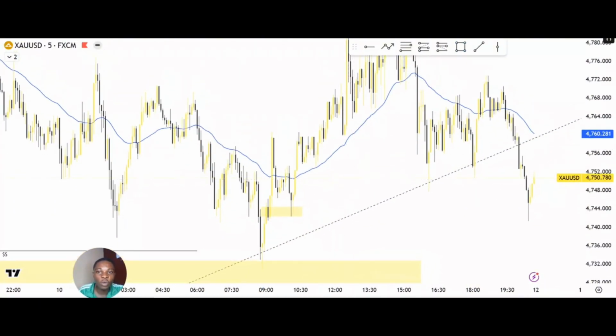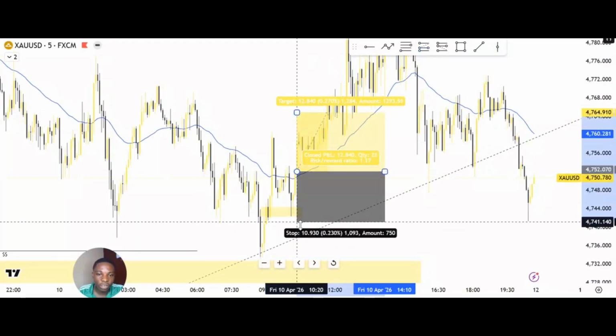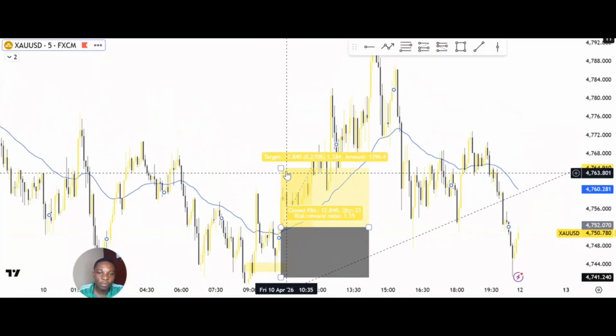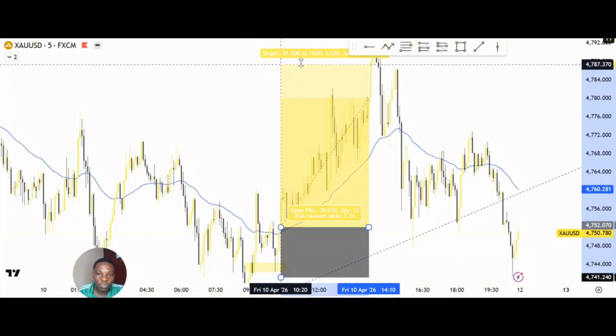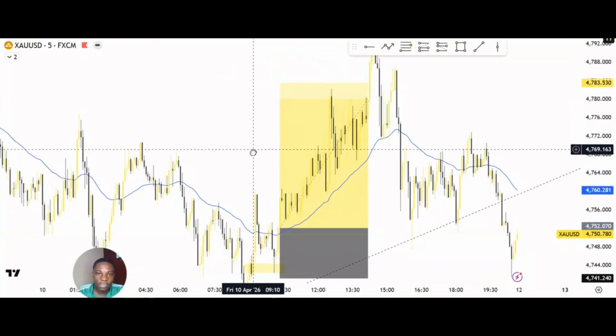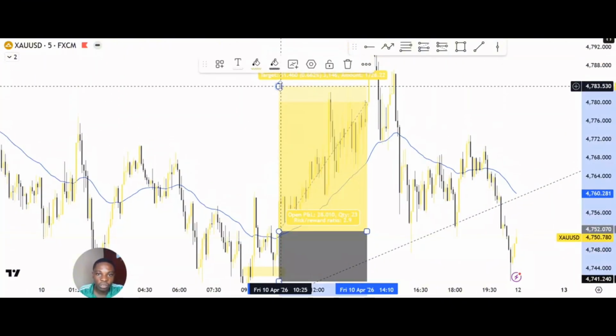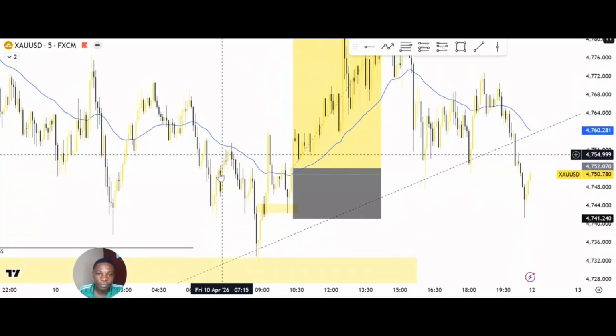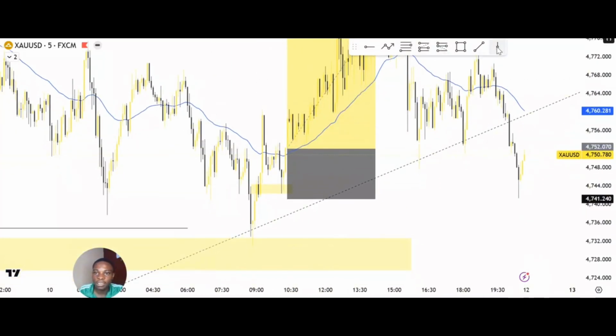So someone may also wait for confirmation. As I said, we spoke about confirmation. When you wait for confirmation, target one is strength. As simple as that. Target one is strength. Simple and easy as that, because of the first pullback.